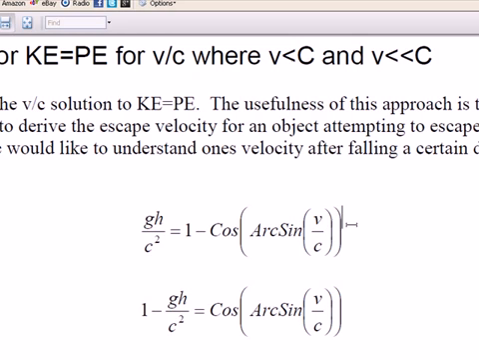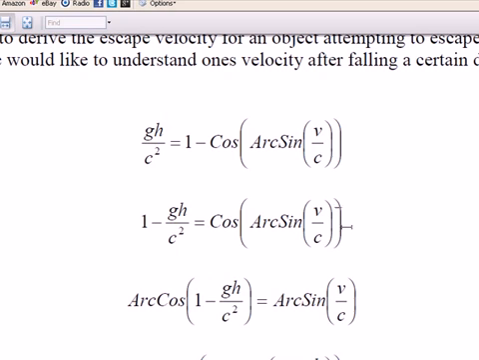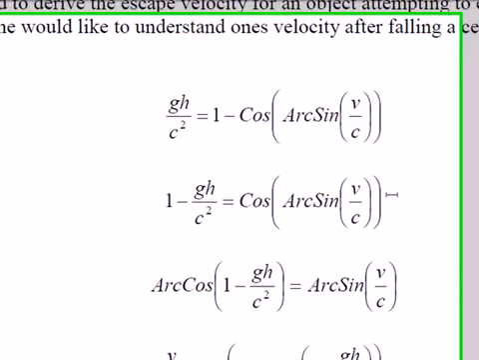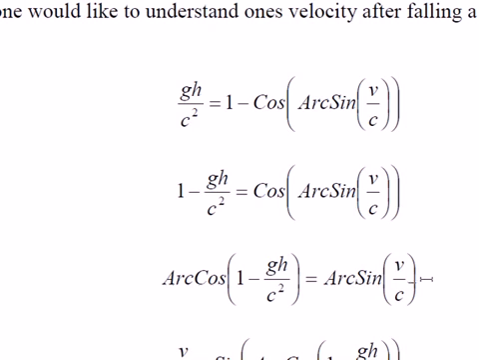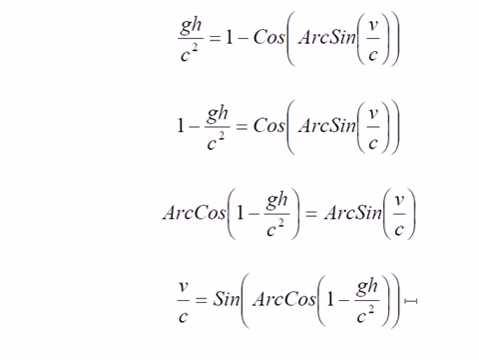So let's take a look at the formula I just showed you. We have gh over c squared is equal to 1 minus cos arc sine v over c. Now what we're trying to do is solve for velocity v. So essentially we gradually change the formula so that we get the v out of the formula. We get an arc cos equals arc sine expression, and then finally we get the velocity based equivalent formula, which gives us the potential energy in here.